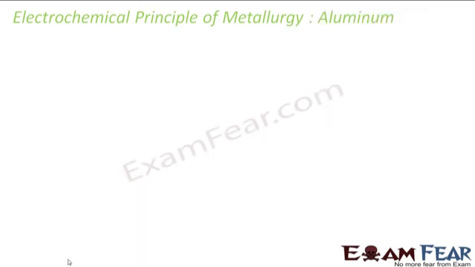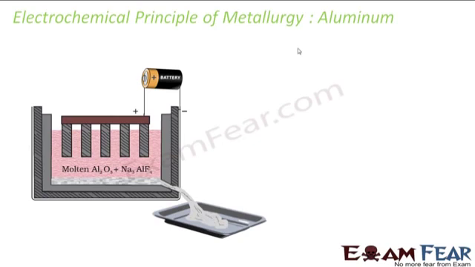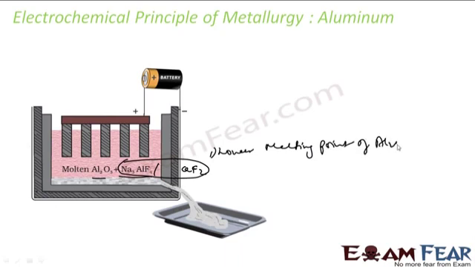For example, we'll take the electrochemical process of metallurgy, where we try to extract aluminum from aluminum oxide. In this case, we have a container with Al2O3 mixed with Na3AlF6, or we can also use CaF2. Why is this used? It lowers the melting point of the Al2O3 mixture, and the second thing is it brings more conductivity.